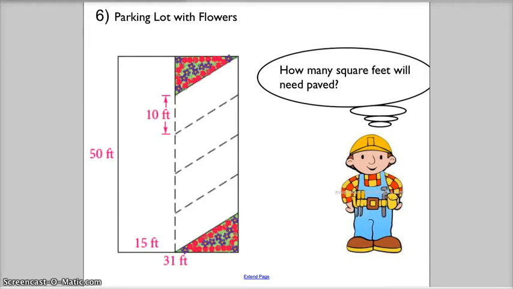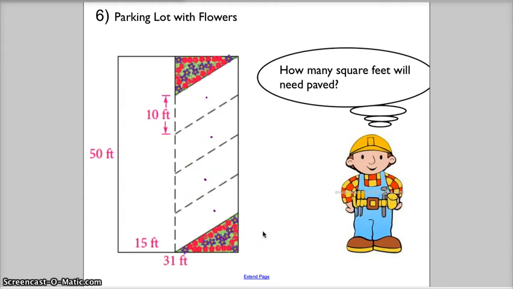And then lastly, Bob the Builder wants to know how many square feet will need to be paved, and of course it's dizzy mixing the cement. But we have a parking lot with flowers, so notice that it's made up of a rectangle. We have triangular flower beds, and these, what shape is that? It's a parallelogram of a parking spot.